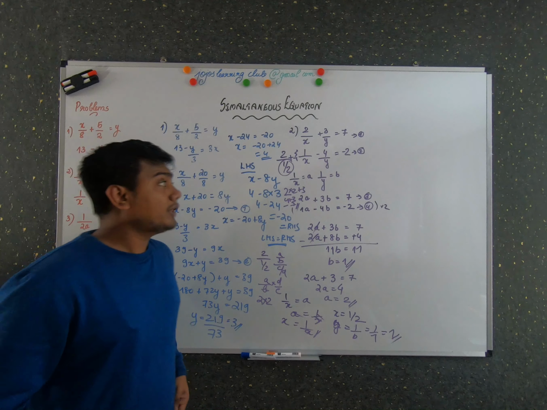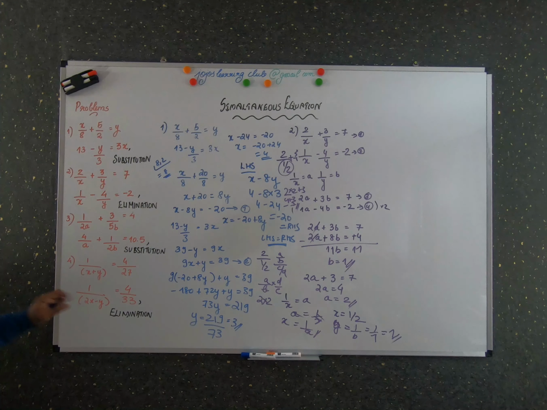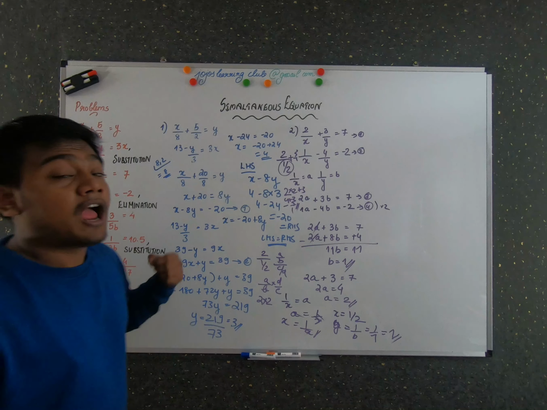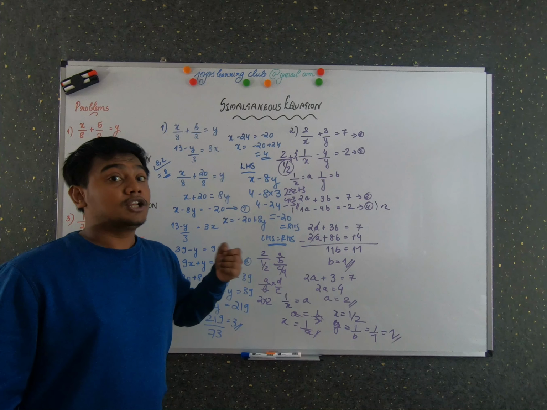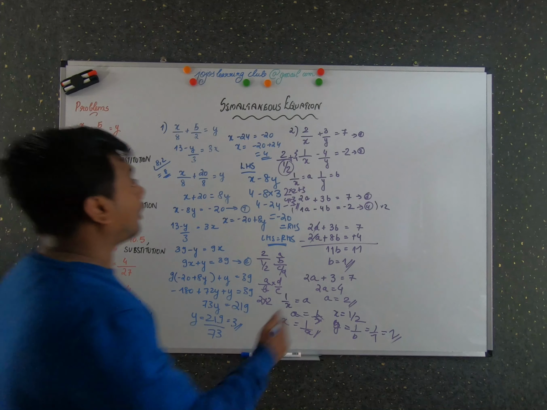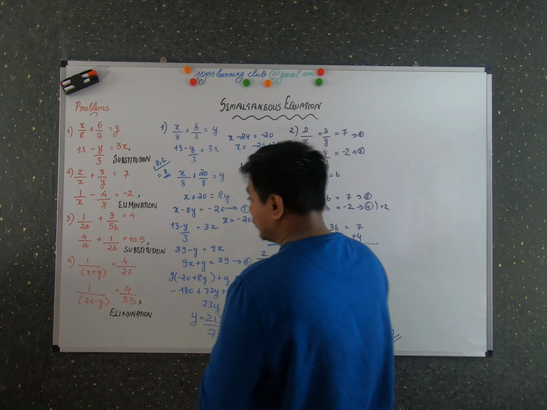Okay, now let's do a similar problem again so that you get a better understanding of how to deal with problems when you have unknown values in the denominator. So let's take problem number 3 again. I'll use a different pen.